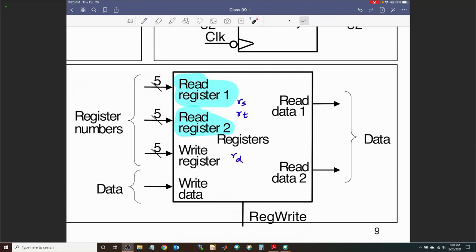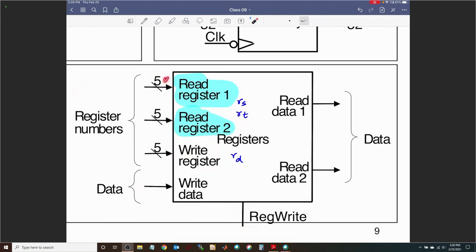Depending on which particular type of instruction you are executing, R type versus I type, these might be referenced slightly differently. So you would have to look at your MIPS green card to take a look at which 5 bits correspond to which one. But I've listed them as if this was an R type instruction. Register 1 RS, register 2 RT. Write register is your destination register RD.